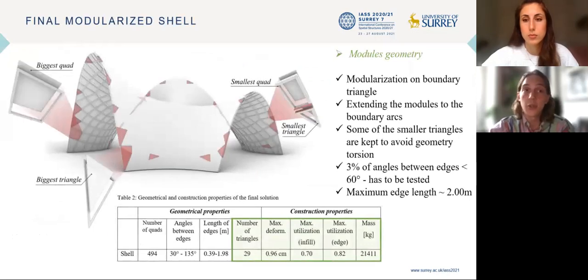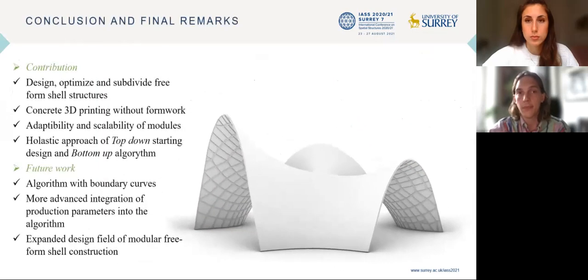The next slide shows the final construction. The triangles are created by the fact that the square modules do not end in one plane and therefore have to be cut at the sides. The geometrical and constructive properties are listed in the table below. The maximum deformation is 0.96 centimeters with a maximum utilization of 82% and a total weight of 21.5 tons.